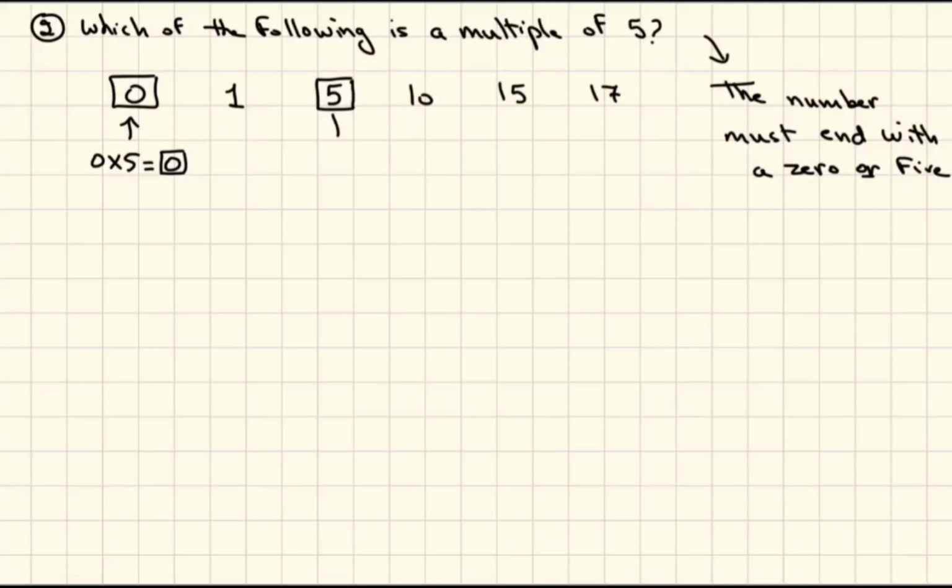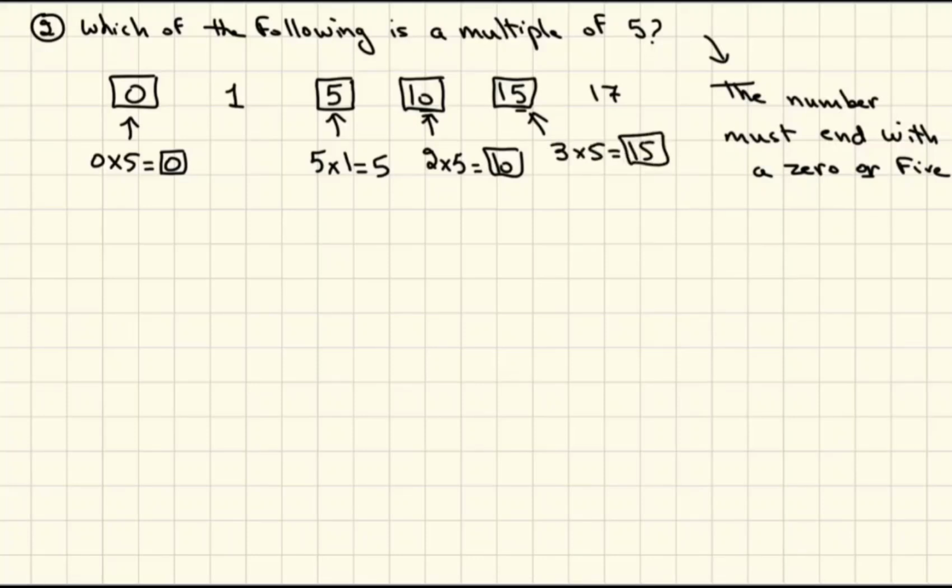5 by itself, yes, it is a multiple of 5, because 5 times 1 will give us 5. Then it ends with a 0 directly, so I choose it to be a multiple of 5, and we can double check because 2 times 5 is equal to 10. And 15 ends with 5, so it is a multiple of 5, because 3 times 5 also is equal to 15. So this is how I choose the multiples of 5. 0 is a multiple of any number, 5 is a multiple of itself, and anything that ends with a 0 or 5, directly we choose it to be a multiple of 5.